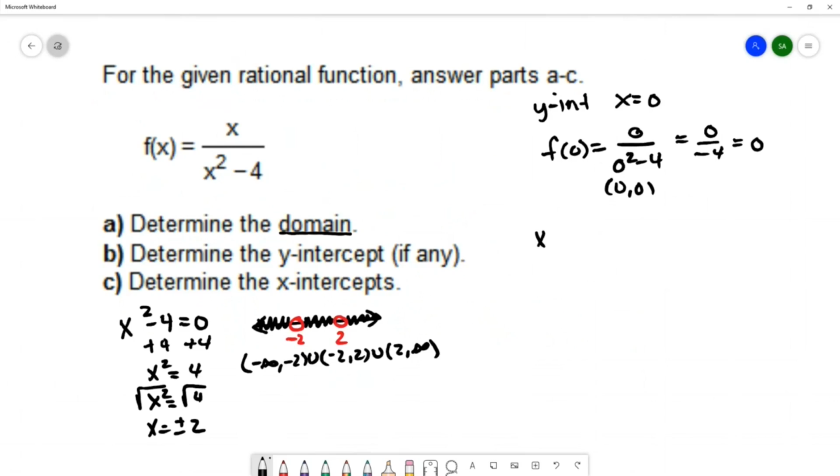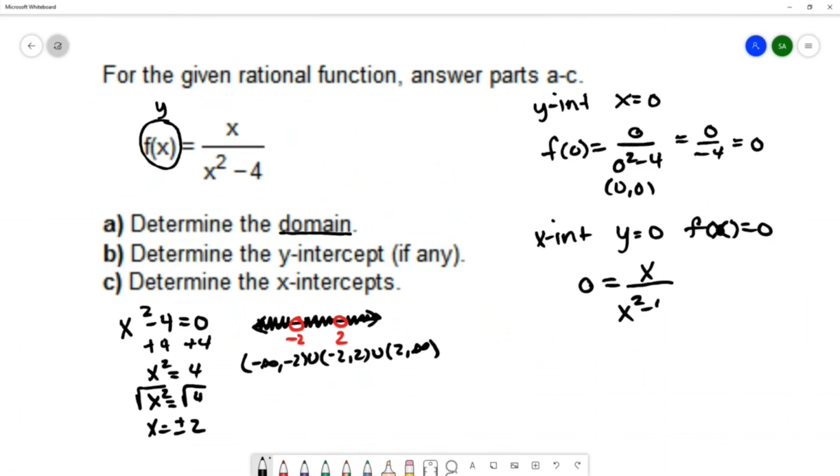Then we want to find our x-intercepts. We find x-intercepts by letting y equal 0. Now we're using function notation, so f of x is y. So we're going to set f of x equals 0. So that's 0 equals x over x squared minus 4. And we want to solve this equation. We'll solve it by clearing fractions. So I'm going to multiply both sides by x squared minus 4.